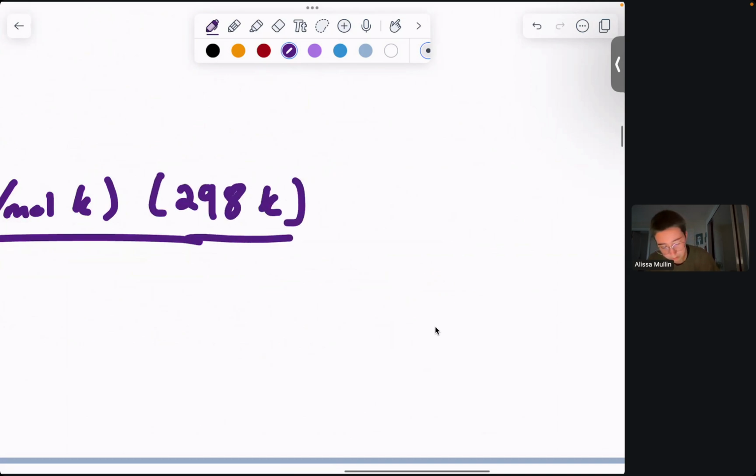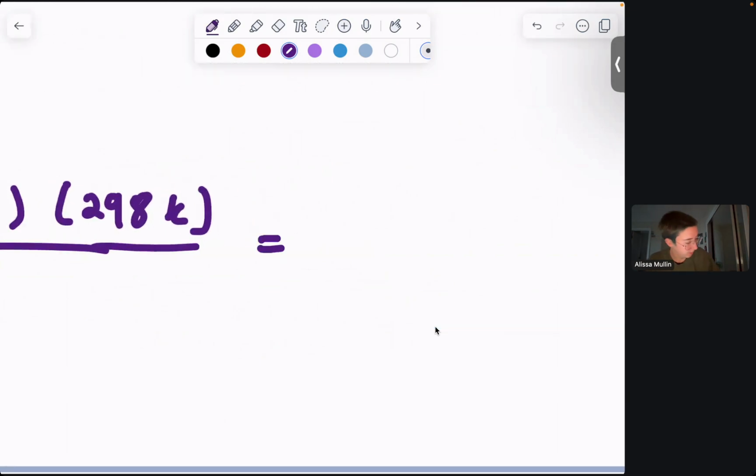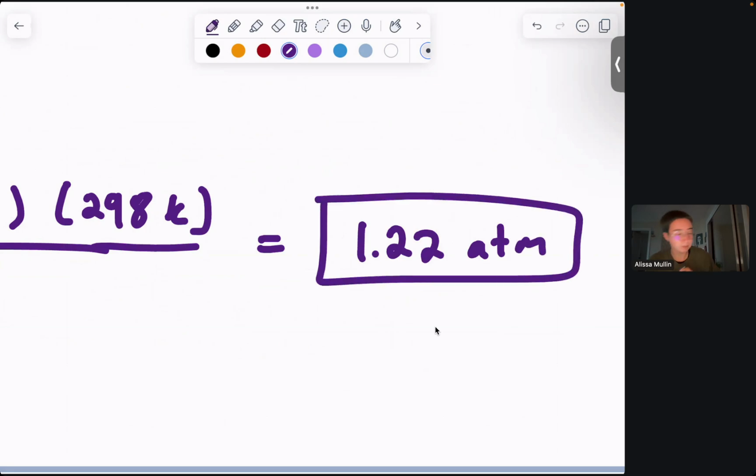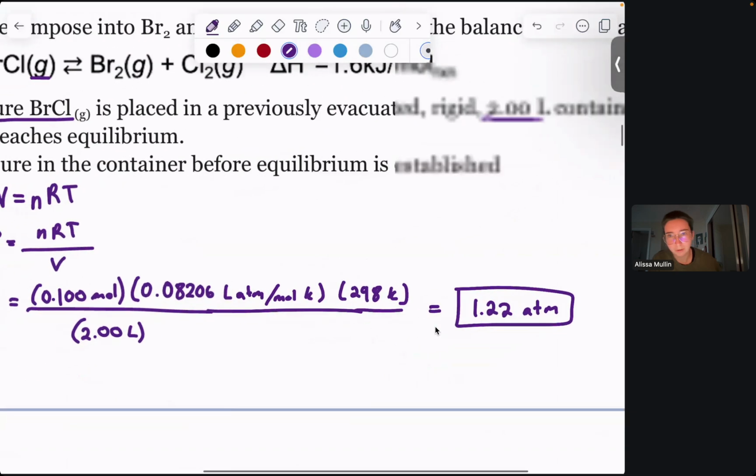All right, so looking at that setup, moles goes away, Kelvin goes away, liters goes away. Plug it in a calculator, and you are going to get 1.22 ATM, 3 significant figures. Cool. So that is your starting pressure, your pressure of bromine and chlorine.